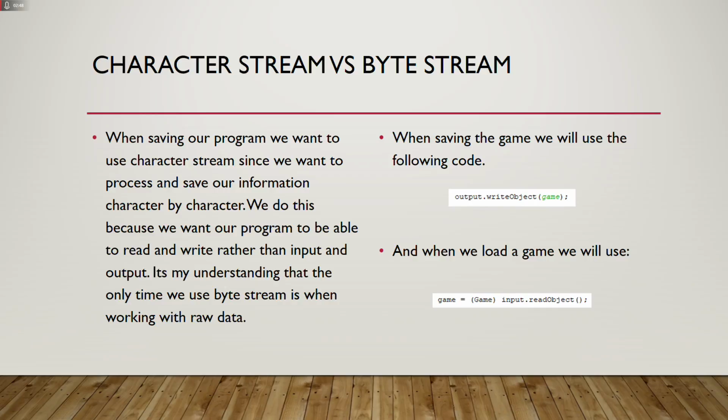When saving our program, we want to use character streams since we want to process and save our information character by character. We do this because we want our program to be able to read and write rather than input and output. It is my understanding that the only time we use byte streams is when working with raw data. When saving the game, we will use the following code. And when we load the game, we will also use the code below.